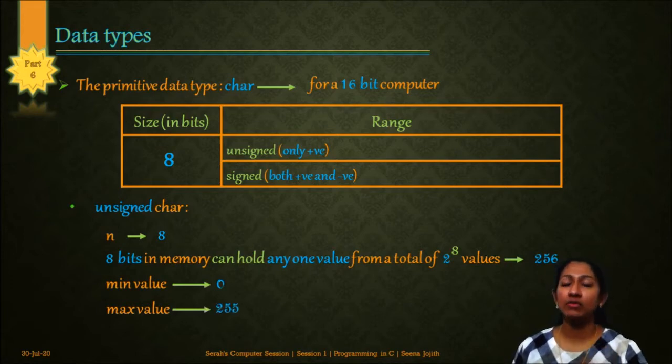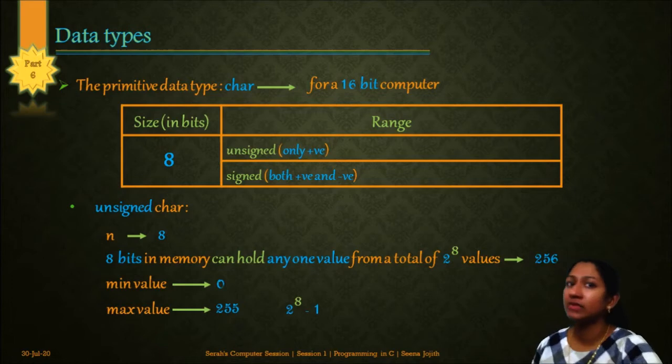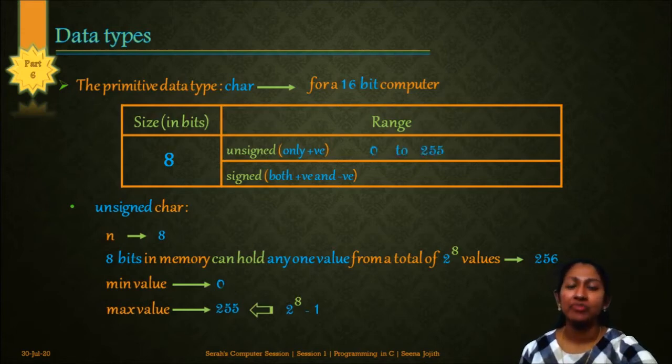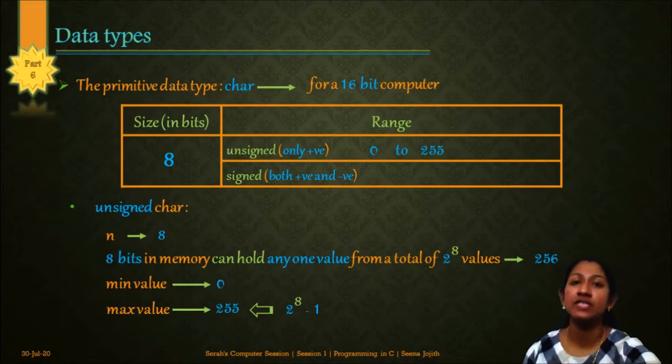255. Those who have watched my last video will understand this better because there I had explained using a number line. When we take 256 numbers starting from 0, the last number will obviously be 255. So how do you get that with an equation? You get the value 255 by taking 2 raised to 8 minus 1. So the range for an unsigned character for a 16-bit computer is 0 to 255.